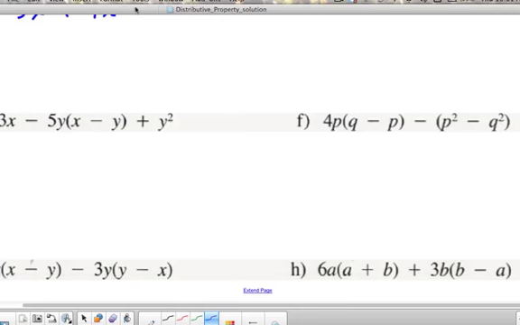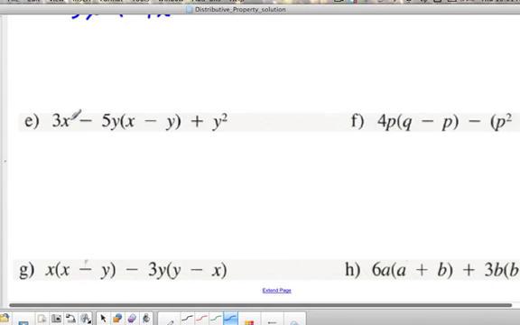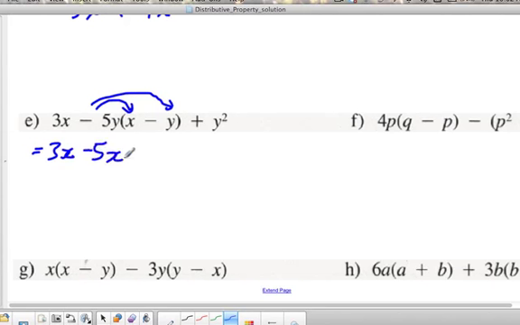Right, the next one. So 3x minus, and we got to do this multiplication before we do any adding or subtracting. So when we multiply this, we're going to multiply everything in the bracket by negative 5y. So this is equal to 3x, negative 5y times x is going to be negative 5, and I'm going to put the x first just so we can recognize like terms.